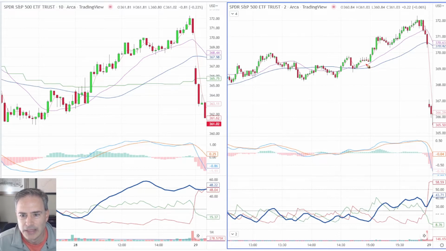All right. Now, the aggressive way to play that is to put a stop right here. You're buying it here and you're putting a stop right here. I mean, that's a 2-minute bar. That's a tight stop. The more conservative way would be to take that trade and put the stop here.